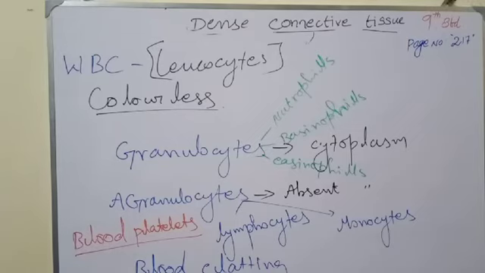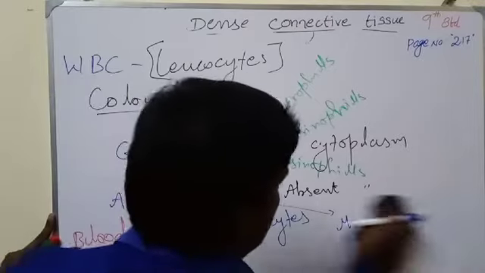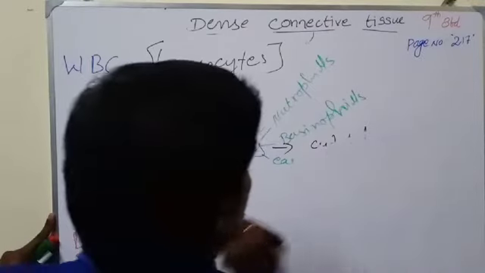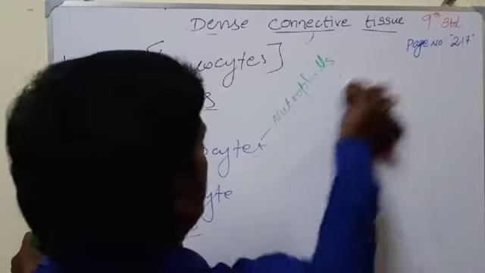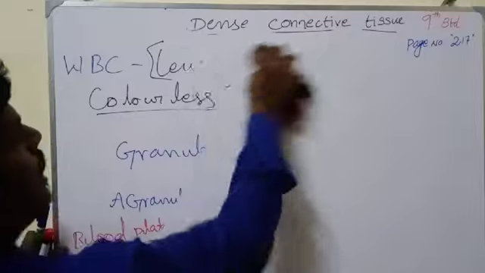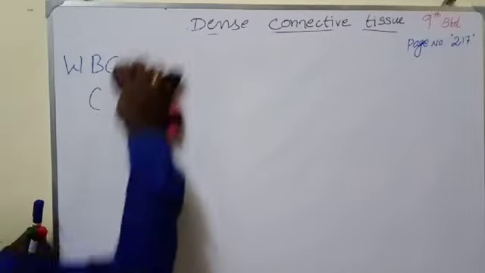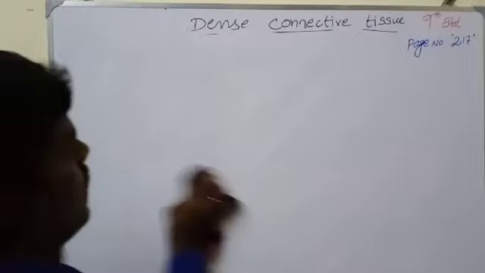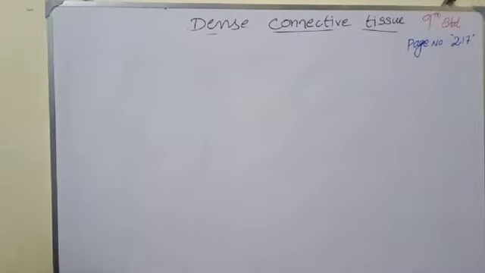And next one, lymph. First, the blood cells, the fluid connective tissue, have types. What are they? RBC cells, WBC cells and blood platelets. RBC cells are otherwise called erythrocytes, WBC cells otherwise called leukocytes, and blood platelets otherwise called thrombocytes. Now let me explain about lymph.